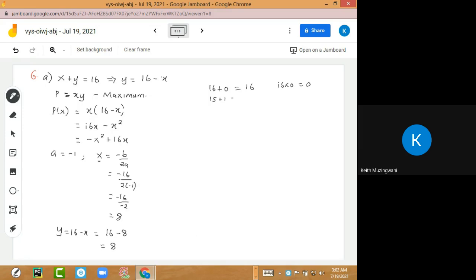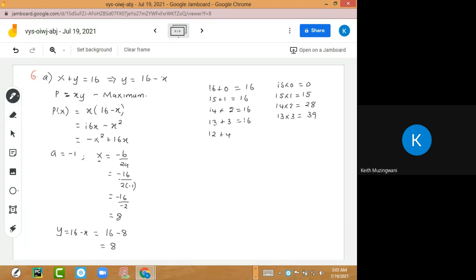15 plus 1 will give us 16, but the product 15 by 1 is 15. 14 plus 2 will give us 16, but 14 by 2 gives us 28. 13 plus 3 gives us 16, but 13 by 3 gives us 39.